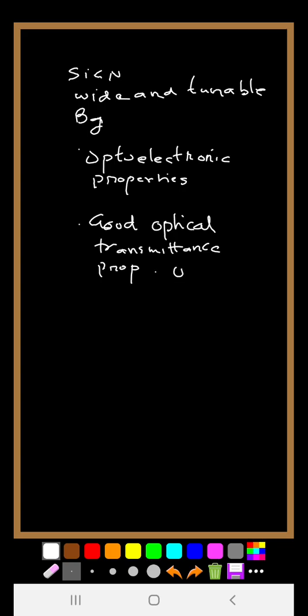In the UV and IR region, and they lead to its membrane applications.